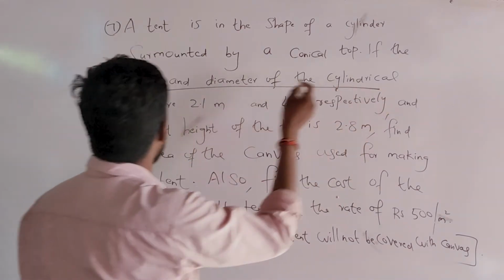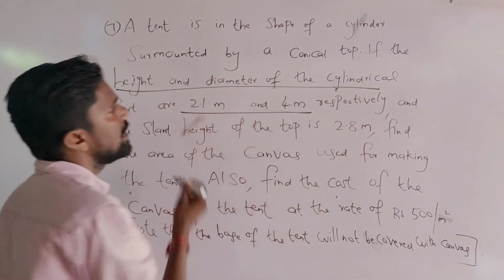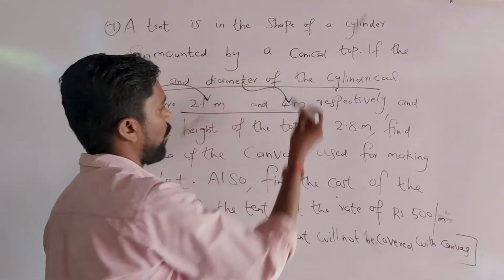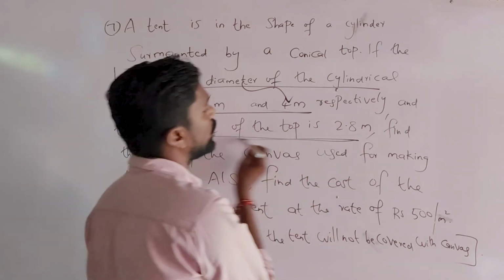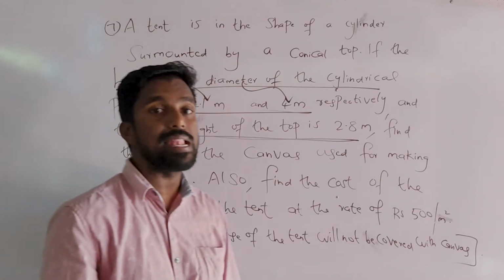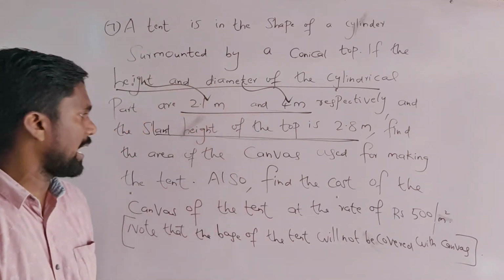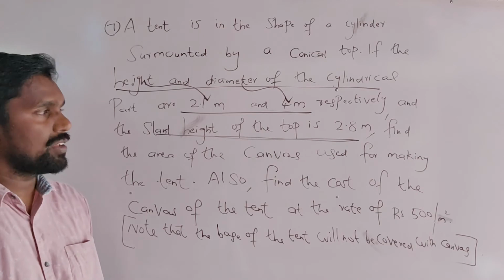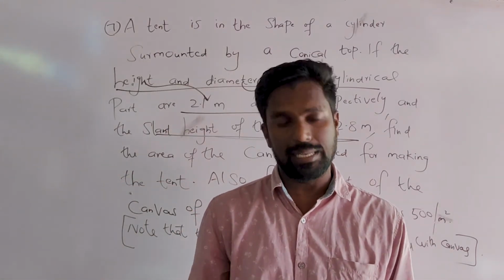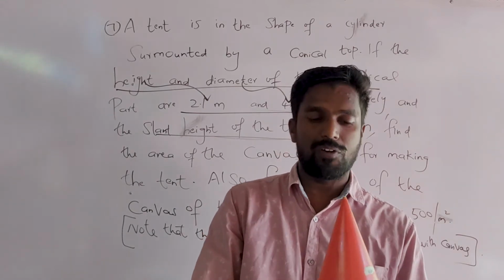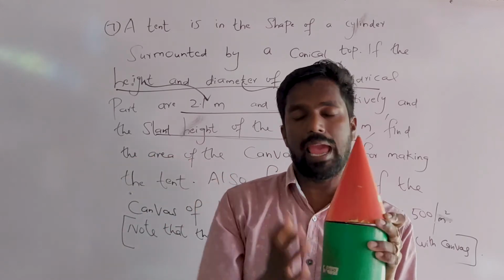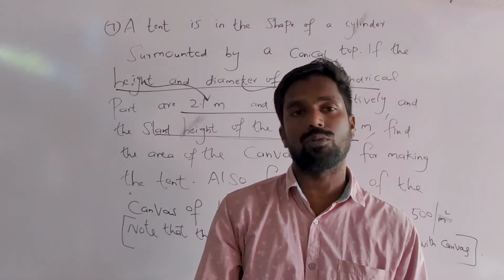Height and diameter of the cylindrical part: height 2.1 meter, diameter 4 meter given. Slant height of the top is given 2.8 meter. Slant height means L. L is equal to 2.8 meter. And we have to find out area of the canvas used for making the tent. Area of the canvas means we have to find out CSA of cone and CSA of cylinder.